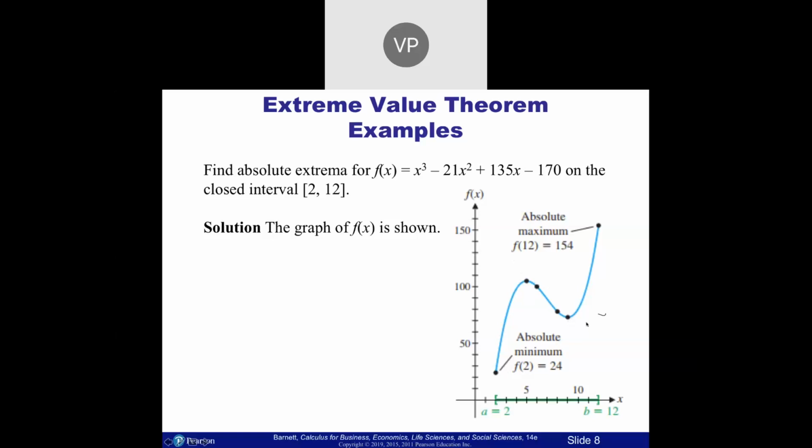What are the critical points in between? What are those partition points? And we're going to see, are any of these local maxes or mins? If there's a local max, like this one right here, we're going to check it and see what its y value is. Okay, it's 100 something. Then we're going to compare it to the endpoints.